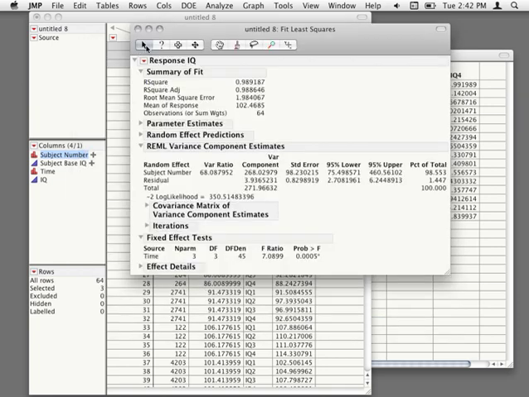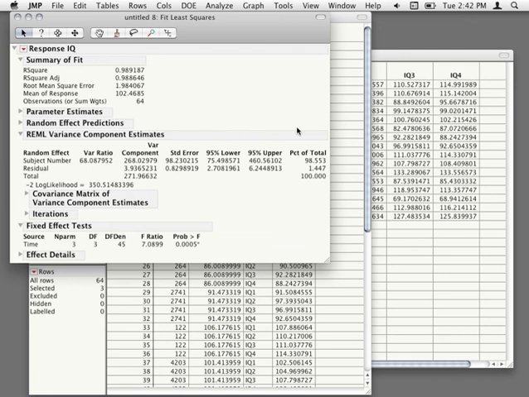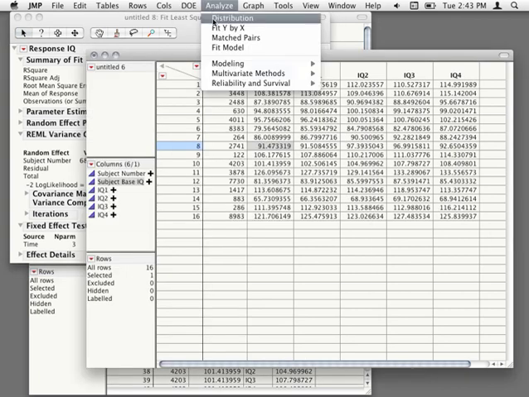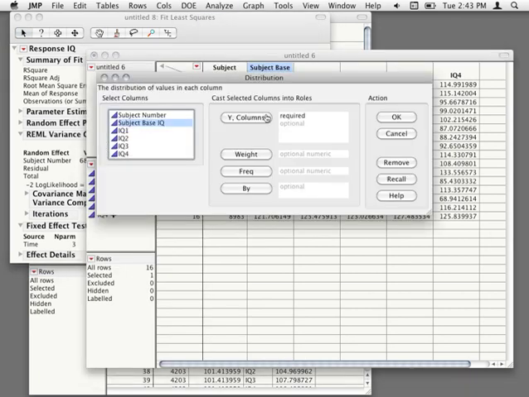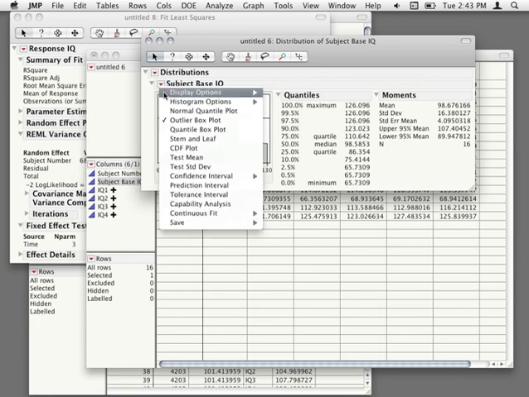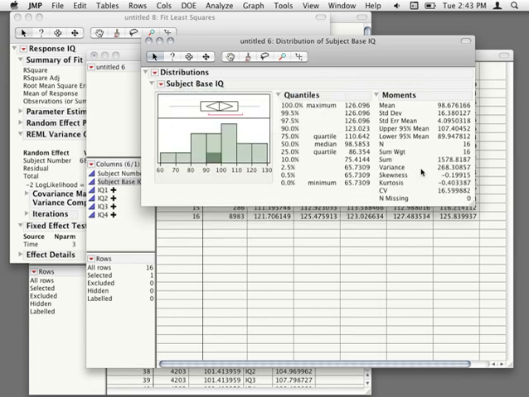Let's close the model thing here. Now notice, surprisingly, under subject number, which is our random effect, this is the component that's due to just the person, the variance component here, 268. That should look very familiar to you guys, right? So that's the component it's extracted from the previous data set. If we go back over here and under the distribution for the base IQ, and then we request more moments to get the variance, 268.308.